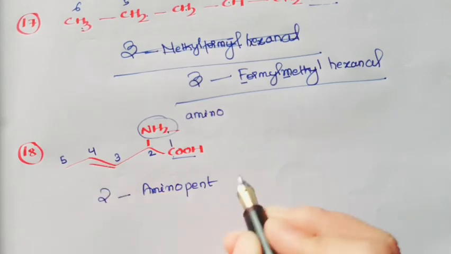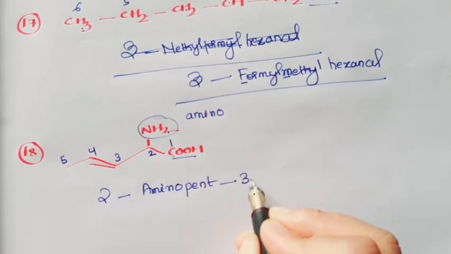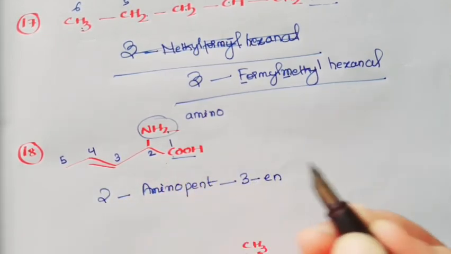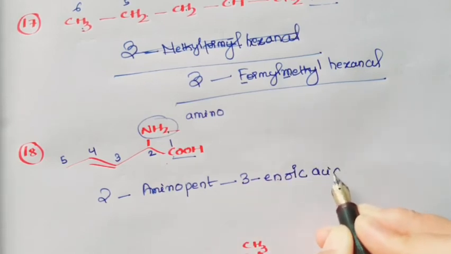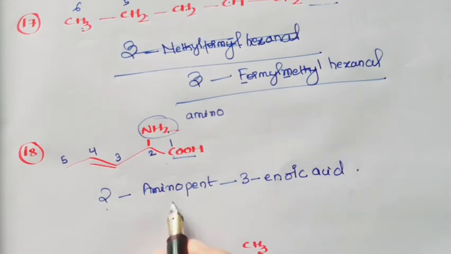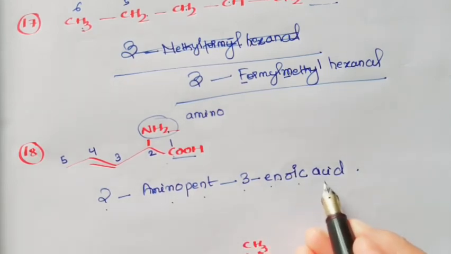Okay, now which position is the double bond at? It is at 3. So 3-en, then oic acid; O is a vowel, so E will drop, so pent-3-enoic acid. Okay, 2-amino pent-3-enoic acid.